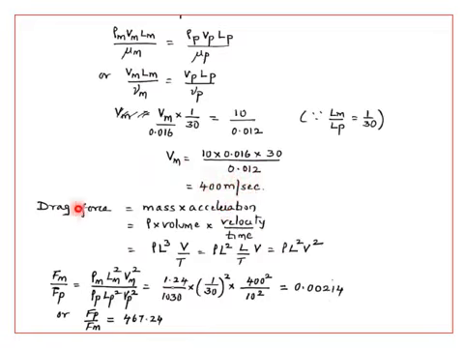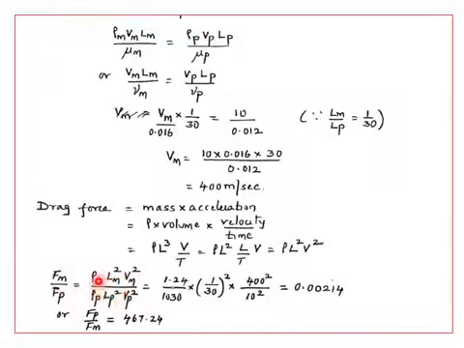You know that drag force is nothing but mass into acceleration. Mass is density into volume, and acceleration is velocity by time. So rho into L cube, velocity by time. This can be written as rho L square, and L by T is nothing but velocity. Therefore the drag force can be written as rho L square V square. Now take the ratio, because the ratio of the drag forces is asked. That is rho m Lm square Vm square by rho p Lp square Vp square.